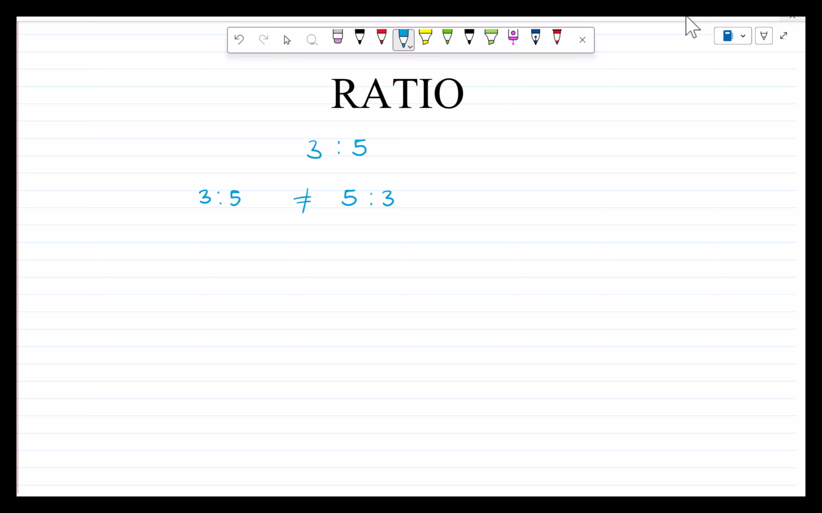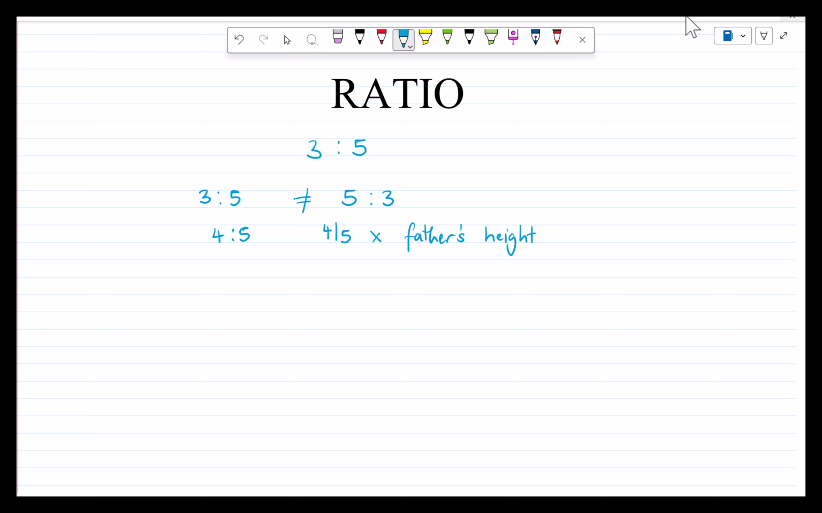Ratios are also closely related to fractions. If, for example, the ratio of a girl's height to her father's height is 4:5, then the girl's height is 4/5 of her father's height.